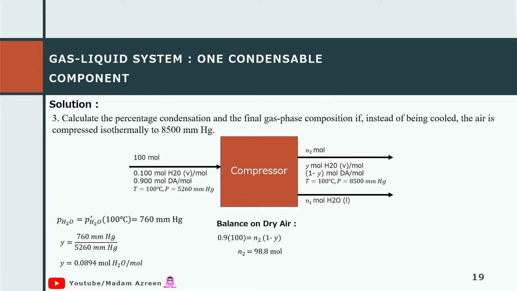Soalan nombor 3, if you have a compressor. When you have a compressor, we increase the pressure. When we increase the pressure daripada P kepada lebih banyak, the first step again, you have to take a look at the vapor pressure at 100 degree C. Vapor pressure at 100 degree C berapa? Divided by 5260, you akan dapat mole fraction. Kemudian sama juga buat balance on air, berapa banyak dry air yang masuk kepada dry air yang keluar.